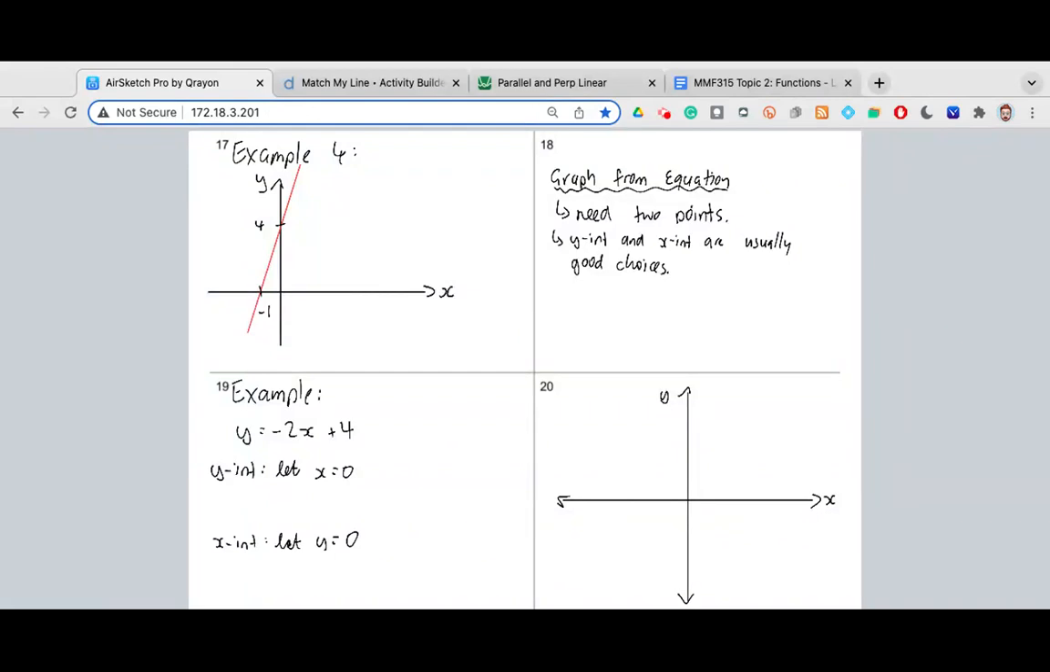Example 4, what happens if I'm given the graph instead of actual information? Well, basically, you need to be able to read off 2 pieces of information from the graph, 2 points. Now, I've been a bit more convenient here and given the y-intercept already. And what you can do is you can either set up the equation by substituting points in, and that's how I'm going to do it.